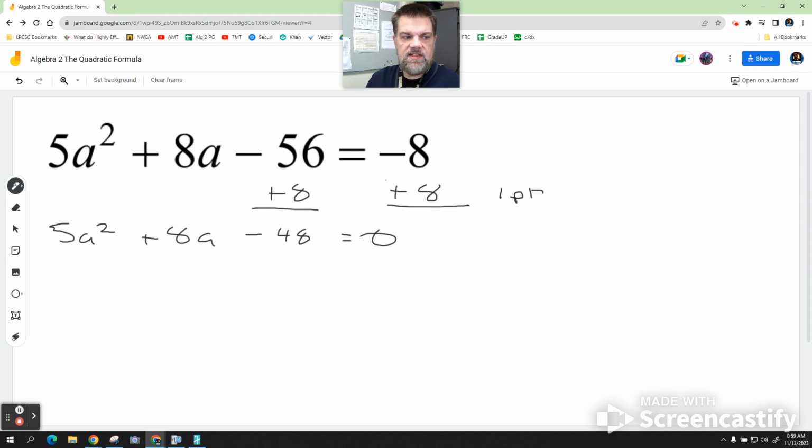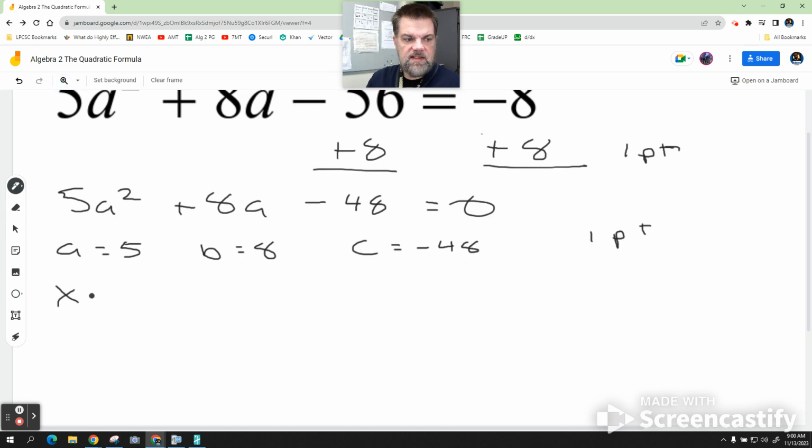Next point is I need to identify that A equals 5, B equals 8, and C equals negative 48. And so that's 1 point. The next thing is write out the formula.